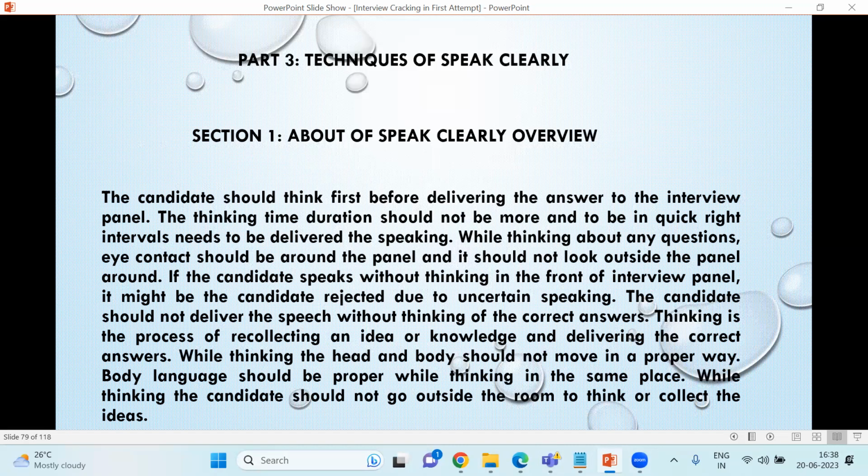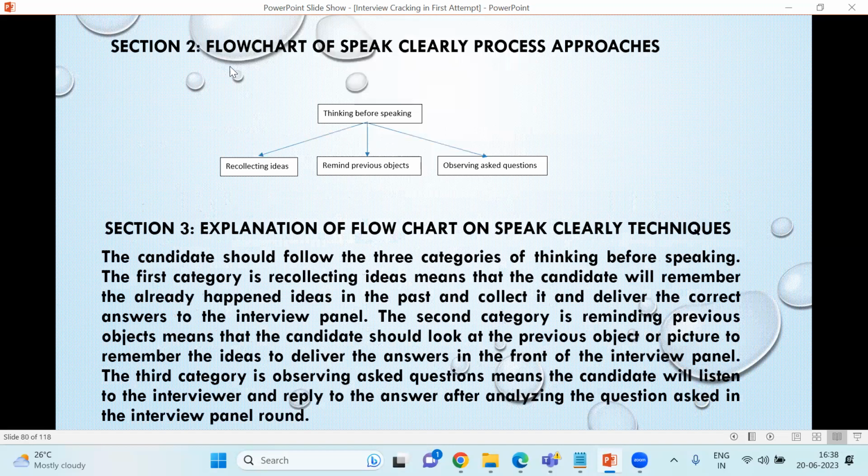So we will learn next in the slide, Section 2. Let's move to the next slide. Section 2, flowchart of speak clearly process approaches. Here, thinking before speaking has three categories. First is recollecting ideas, second is reminding previous object, and third is observing asked questions.